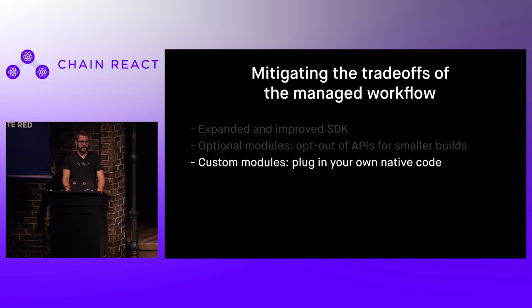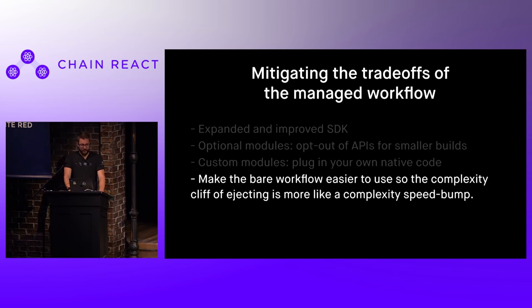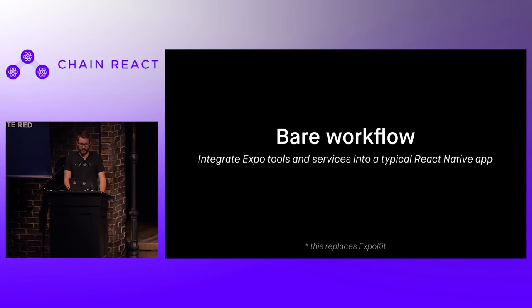Another thing that is a little bit further away, but we are also planning on working on, is custom modules. So you could add your own native plugins in ad hoc builds and in standalone apps, and so you'd have basically your own kind of white-labeled Expo client with your own native dependencies and runtime inside of it. Lastly, if we make the bare workflow more similar to the managed workflow, then the complexity that's introduced by ejecting hopefully becomes more of a speed bump and less of a cliff.